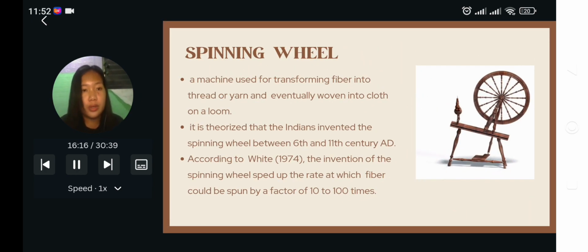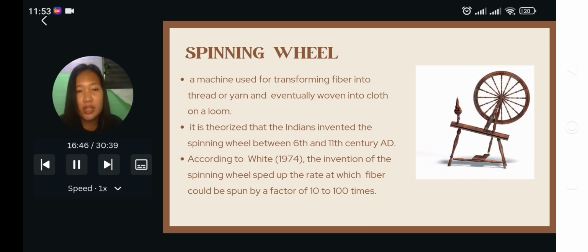And another one is spinning wheel. This is a machine used for transforming fiber into a thread or yarn and eventually woven into cloth on a loom. And it is theorized that the Indians invented the spinning wheel between 6th and 11th century AD. So, ito yung spinning wheel, it is one of the important talaga na invent noong Middle Age.